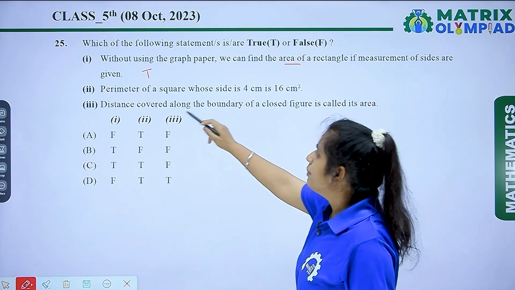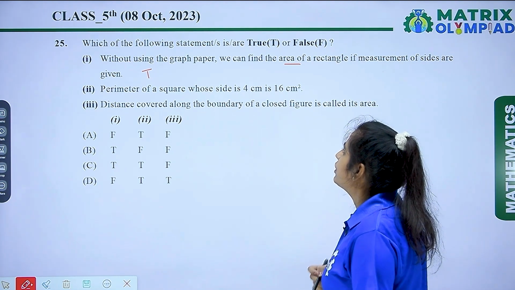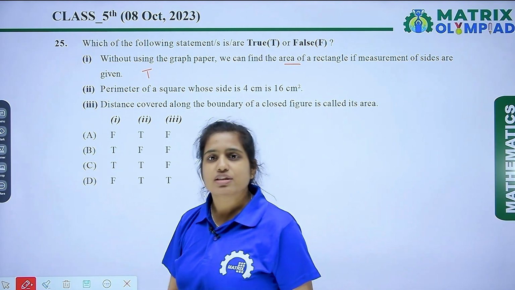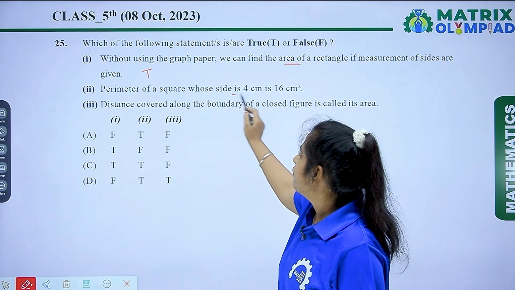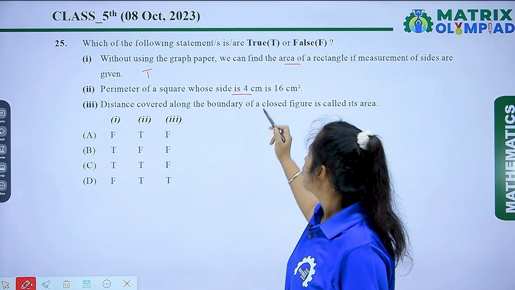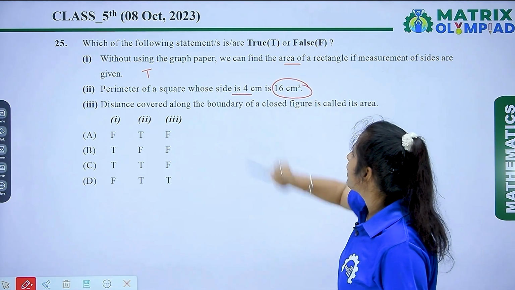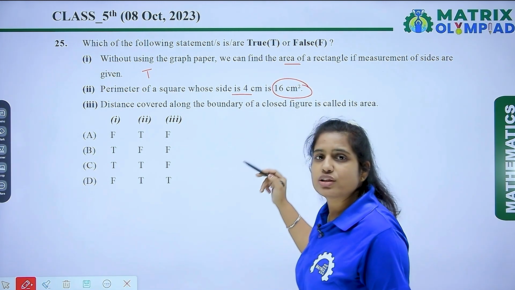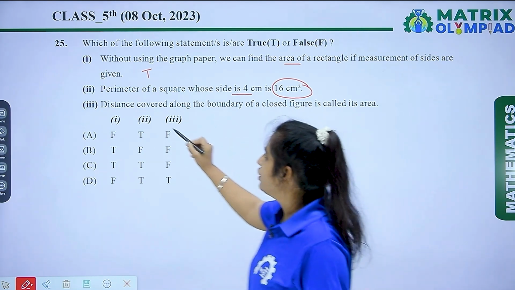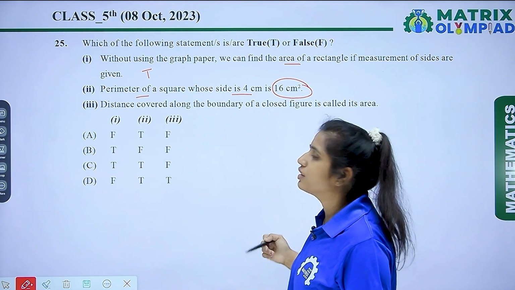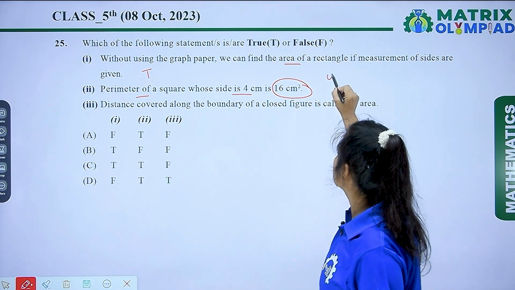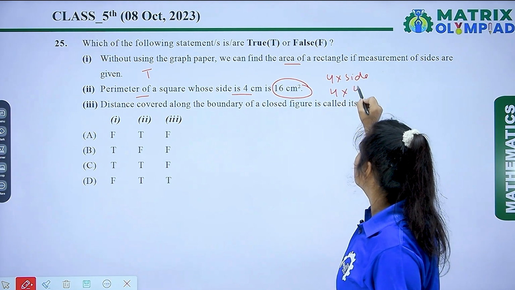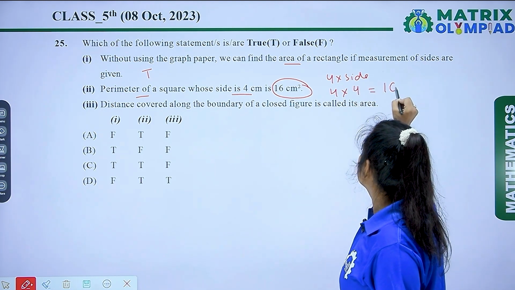The next statement is perimeter of a square whose side is 4 centimeter is 16 centimeter square. ये कहता है कि जो पैरामीटर है स्क्वायर का जिसकी साइड 4 सेंटीमीटर आपको गिवन है तो उसका जो पैरामीटर होगा स्क्वायर का वो होगा 16 सेंटीमीटर स्क्वायर. So it is true or false. So here what we will do, we will just calculate with the formula. The perimeter of a square is 4 multiplied by side. आपके पास साइड है, side is given to you, that is 4. So 4 multiplied by 4 is 16.